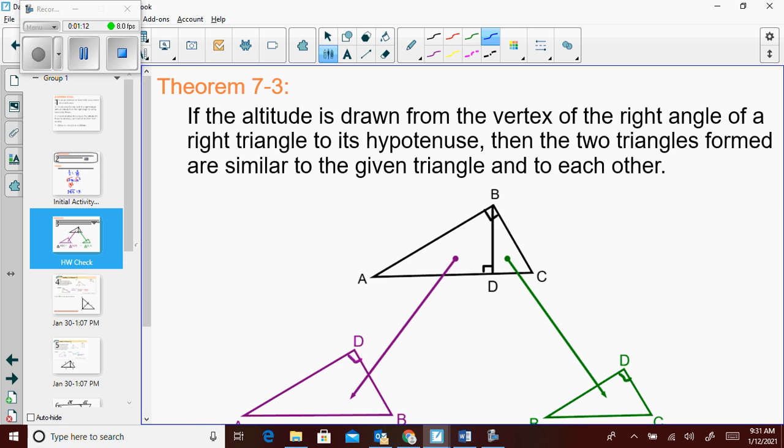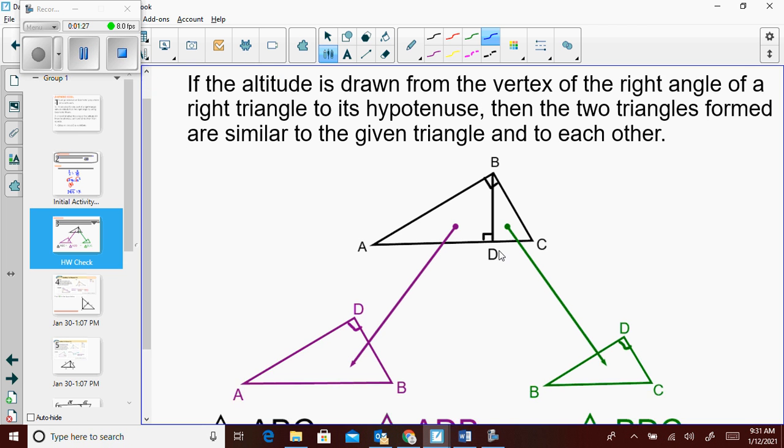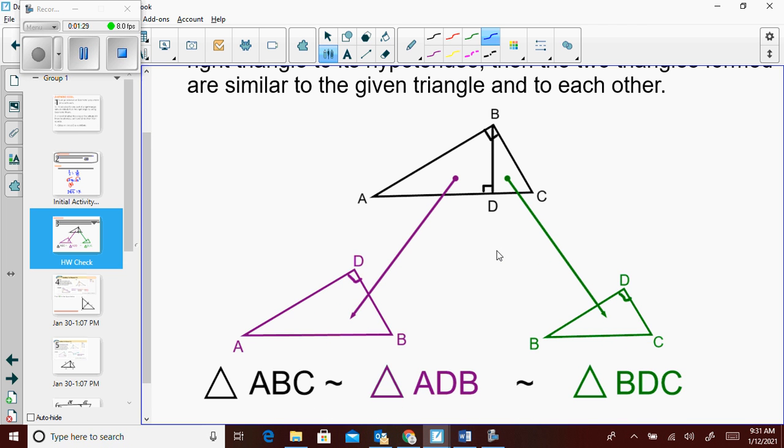It says if you draw an altitude from the right angle, so we have a right triangle ABC, we draw an altitude from the right angle. It is going to form two other triangles. All three of these triangles will be similar. The right angles will correspond. That's the easiest one to see.